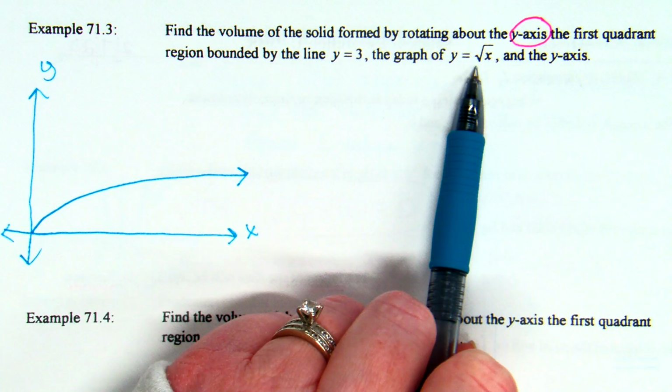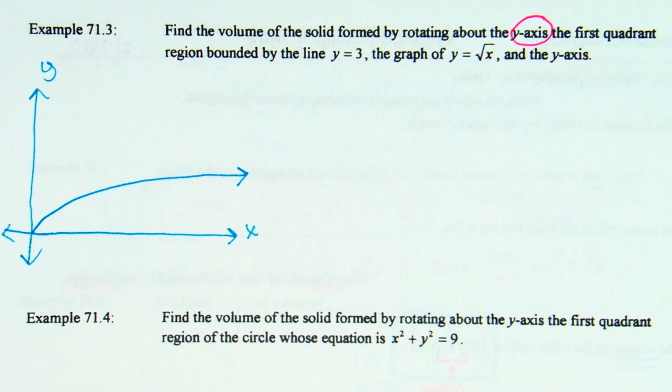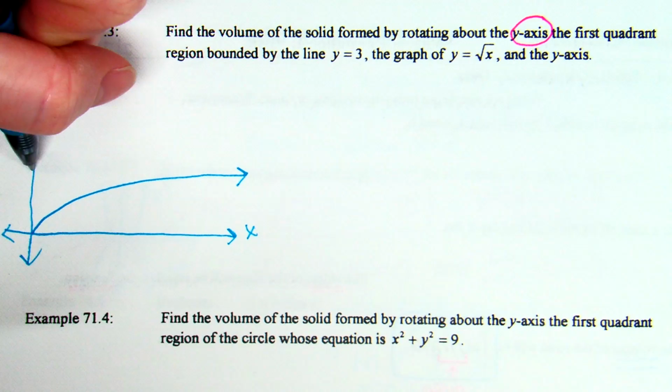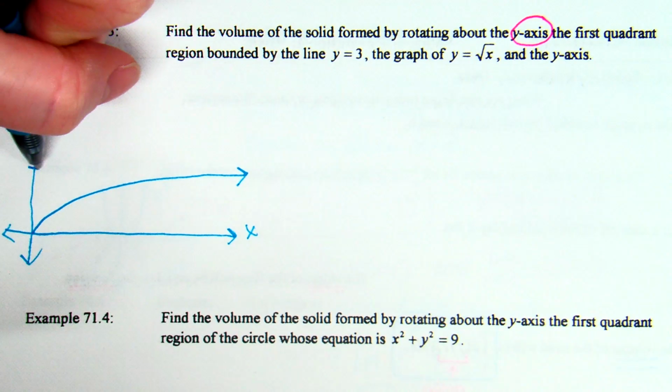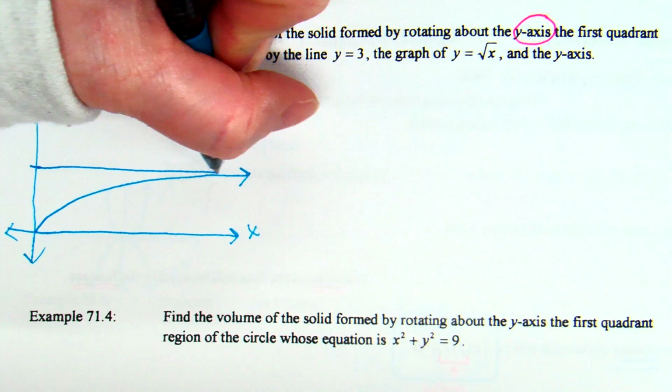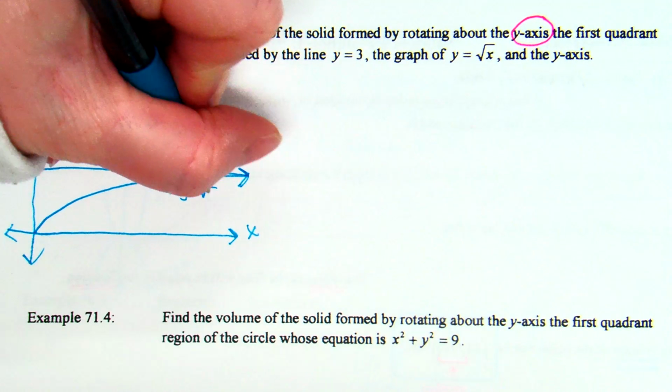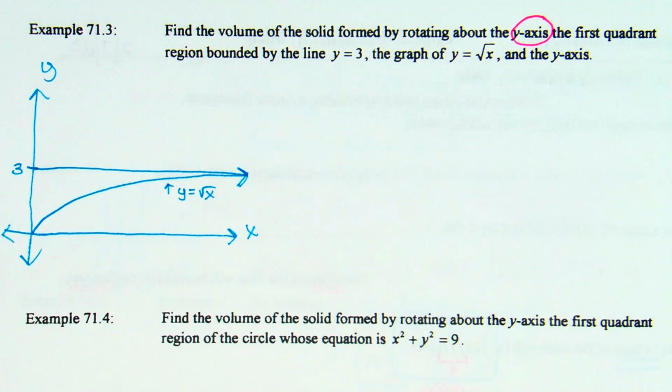What else do we have to think about here? y equals 3. Where is y equals 3? At 3 on the y-axis. I don't want to make it too far up or it's not going to work for me. Mine's just going to kind of end up there. So there's y equals 3. This right here was y equals the square root of x. What else did it say? The first quadrant region bounded by the line y equals 3, the graph of y equals the square root of x, and the y-axis.